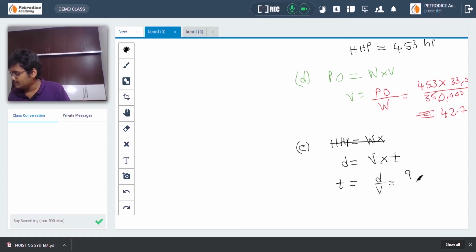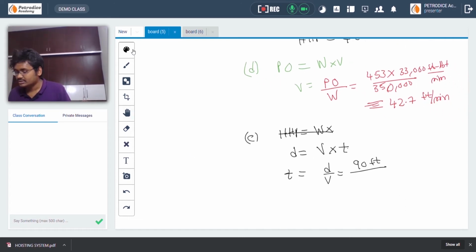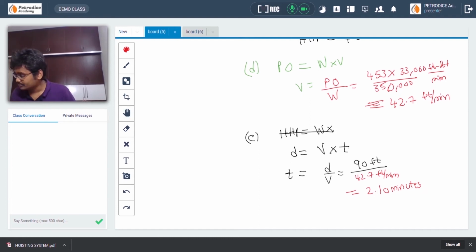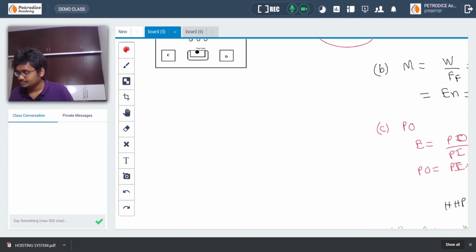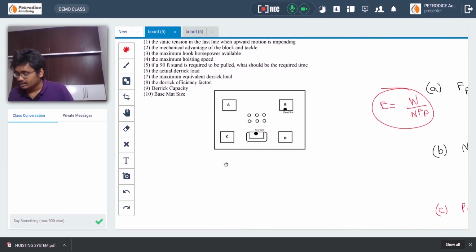So this is 90 feet. Okay, and the velocity of the traveling block is 42.7 feet per minute. So finally, the time taken is 90 divided by 42.7, that is 2.10 minutes. Okay, let's go to the next one. D. Calculate the actual derrick load.